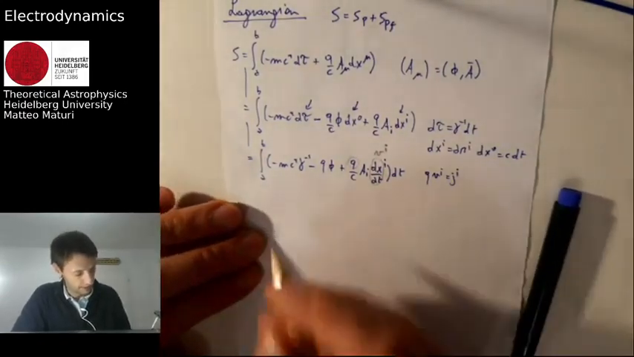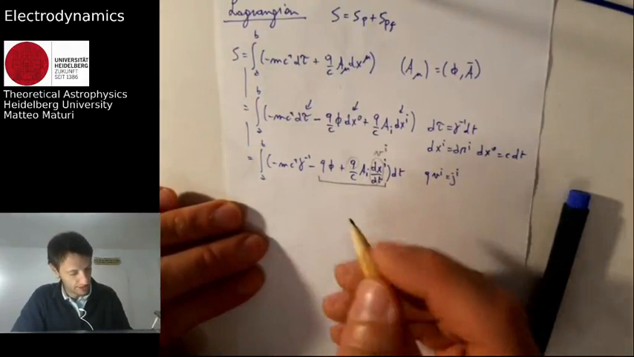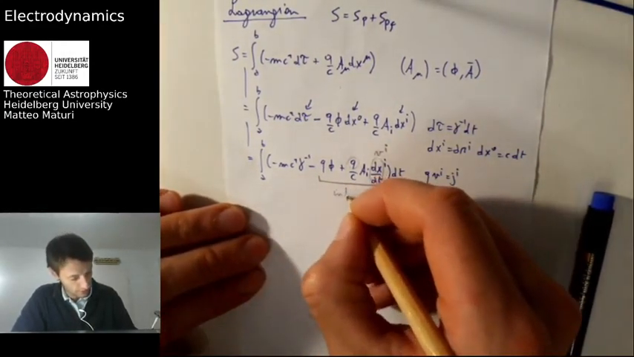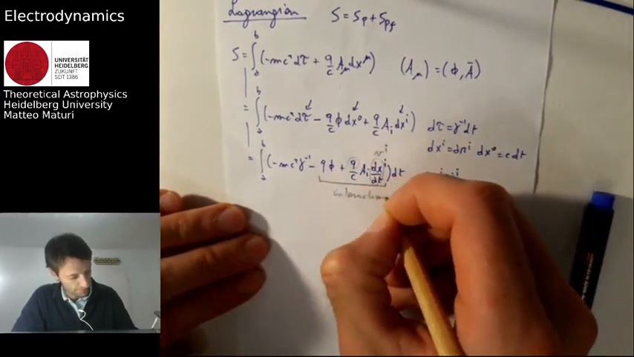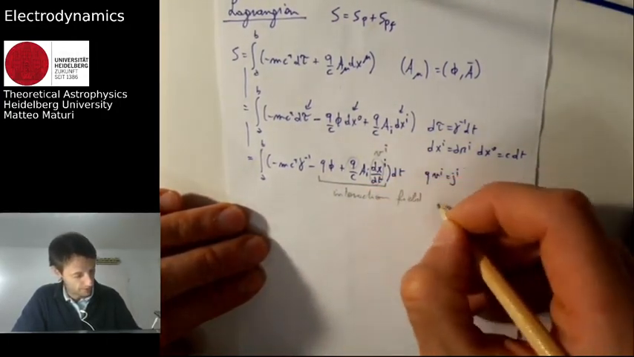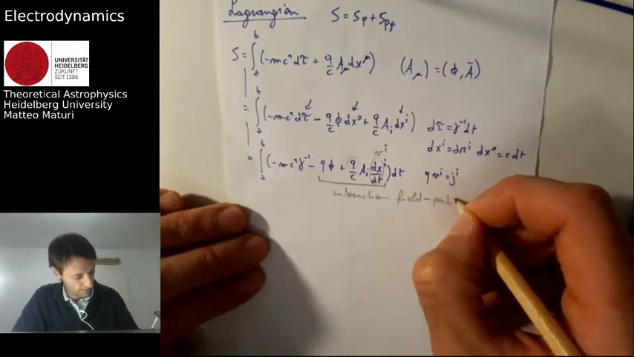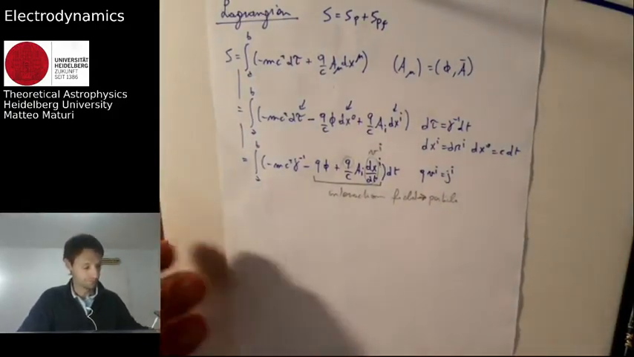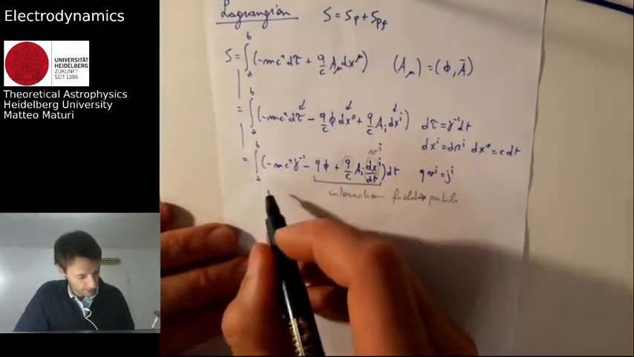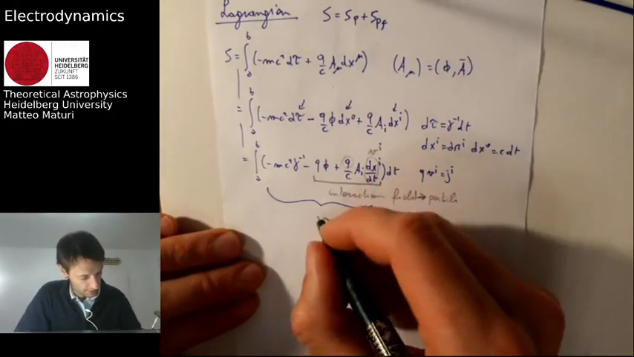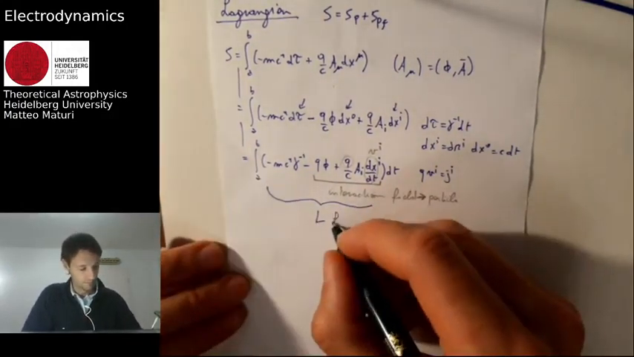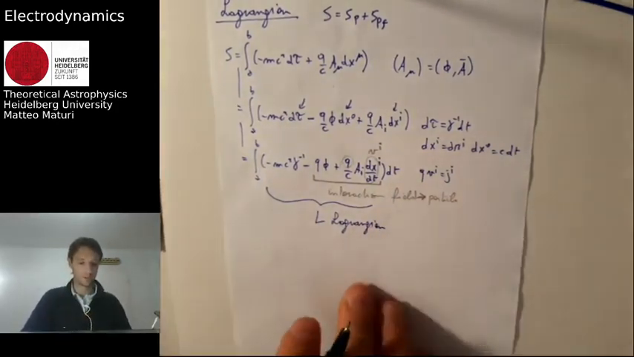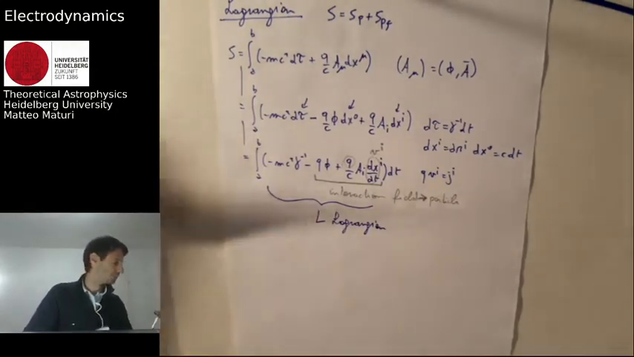So this part here is the part of the Lagrangian that basically refers to the interaction field particle only in this direction, and this one here is the total Lagrangian for one charged particle. Good.